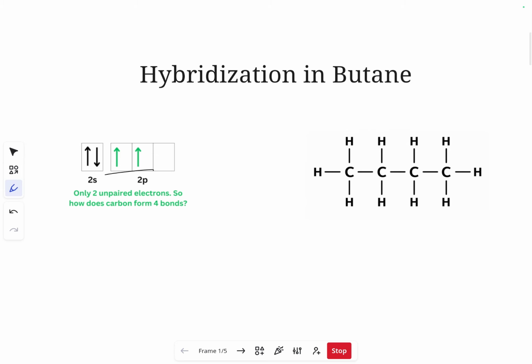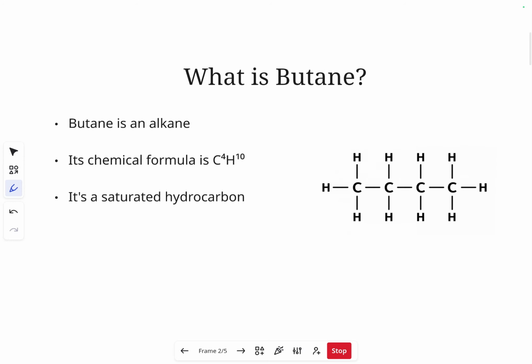Carbon only has 2 unpaired electrons. So how does carbon in butane form 4 bonds? That doesn't make sense unless you understand this one concept. Before we get into the key concepts, let's clear our basics.